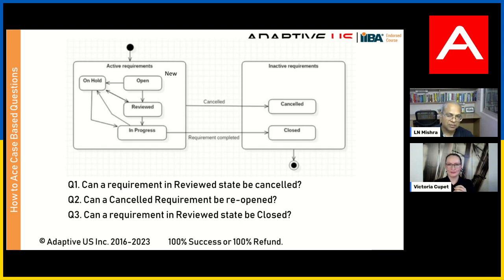That means we cannot take a reviewed requirement and just mark it as completed because we haven't worked on it. There is another interesting question I can ask you. If you can take a screenshot, and then find out 3 or 4 mistakes in the diagram, that will be a good exercise that you can take up on your own.